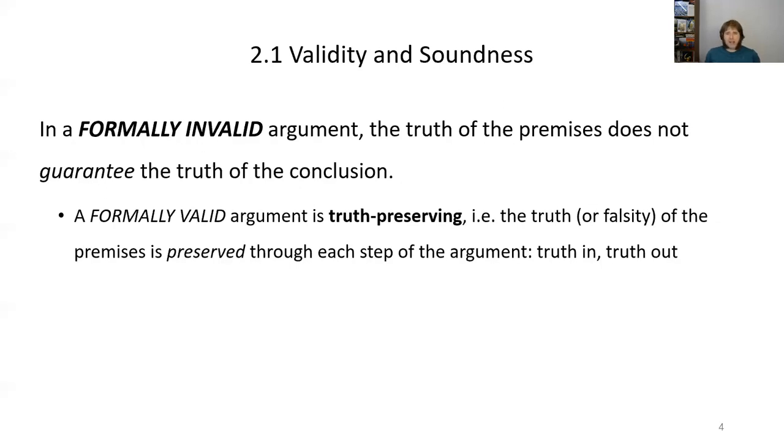So a formally valid argument is what we call truth preserving. That is, if the premises are true, their truth gets preserved through every step of the argument and ultimately gets preserved into the conclusion. I've made this analogy in class before. It's like good plumbing. If you've got good plumbing, if you put something in one end, you're going to get it all out the other end.